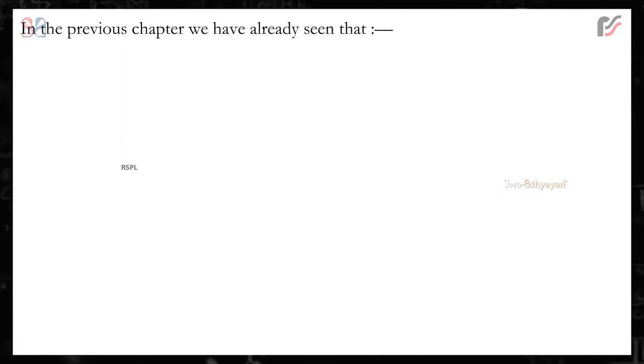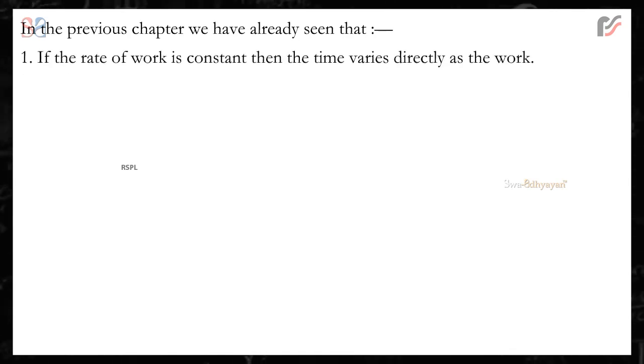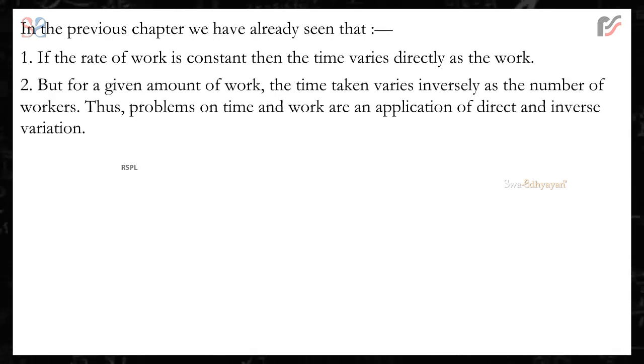Introduction. In the previous chapter, we have already seen that, 1. If the rate of work is constant, then the time varies directly as the work. 2. But for a given amount of work, the time taken varies inversely as the number of workers. Thus, problems on time and work are an application of direct and inverse variation.